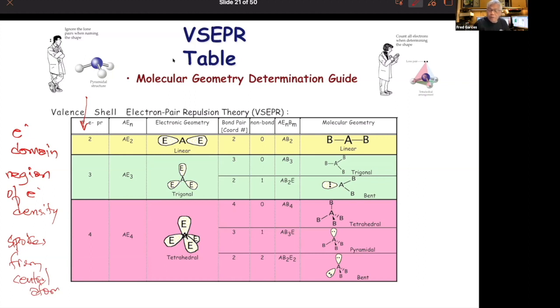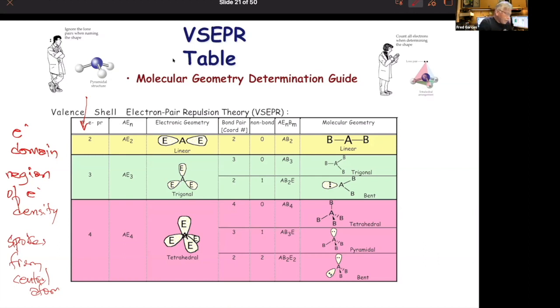Why is it only going to be 2, 3, or 4? Because we're limited by 8 electrons. So the geometry that we're going to be dealing with is going to be 2 regions of electron density from the center, 3 regions of electron density from the center, or 4. It makes it easy.